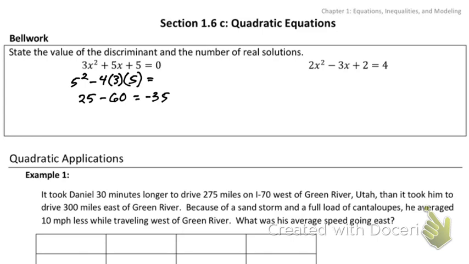Sorry. That's okay. All right, so it's a negative number, so it's going to be no real solutions. Just for future ideas, we know it does have 2 imaginary solutions, though.